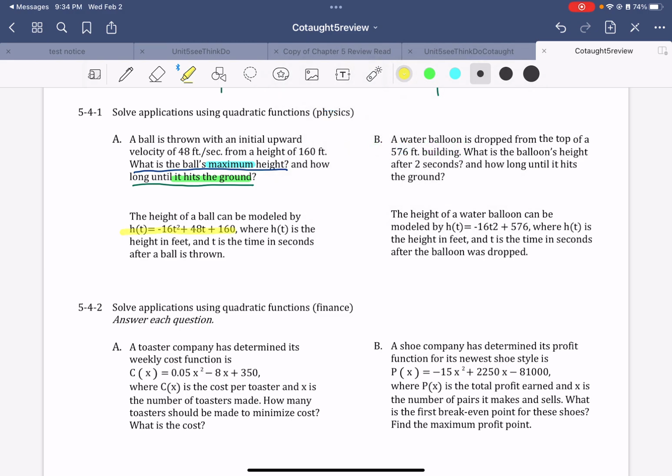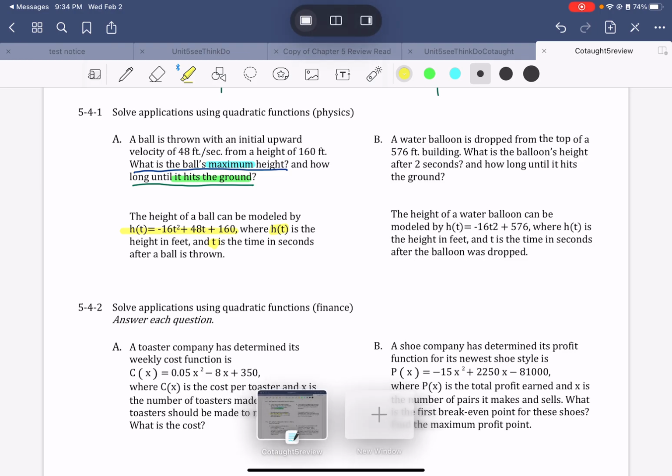They give us the equation right here, where h of t is the height and t is the time in seconds. You guys are familiar with these, you're good at these, so just practice doing it on Desmos. So I'm going to go ahead and get to Desmos.